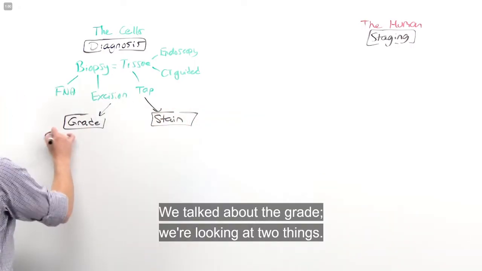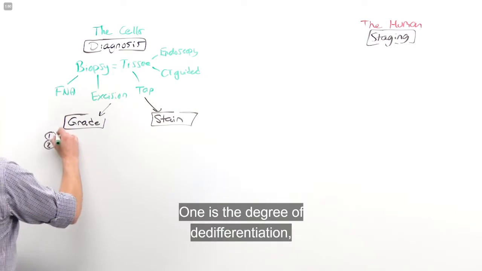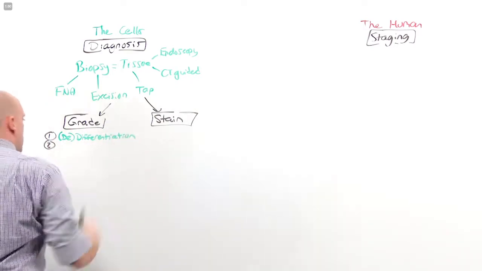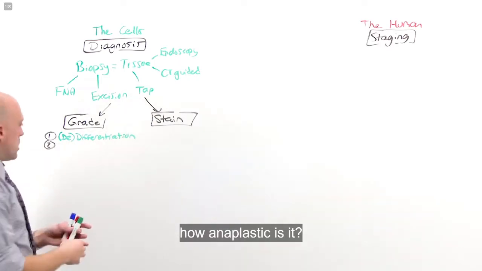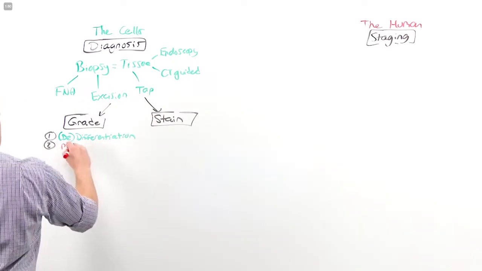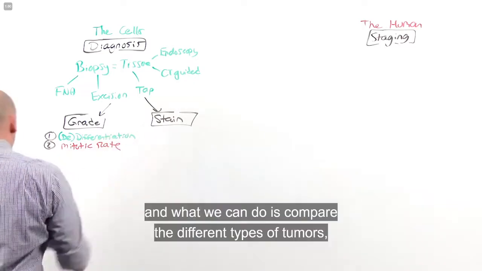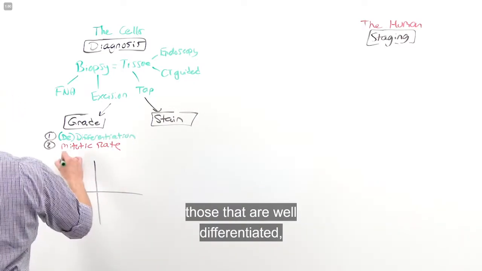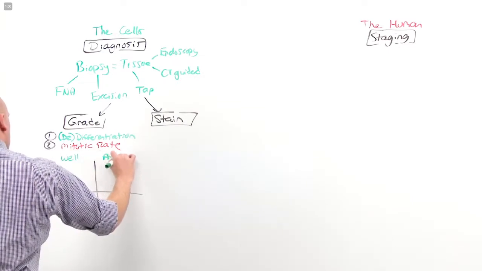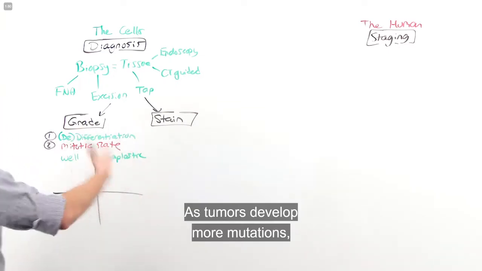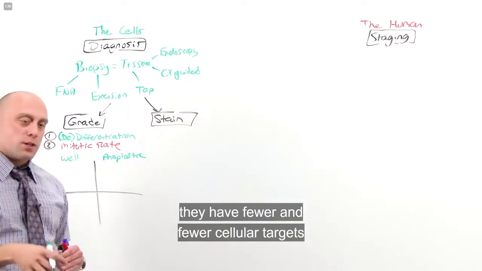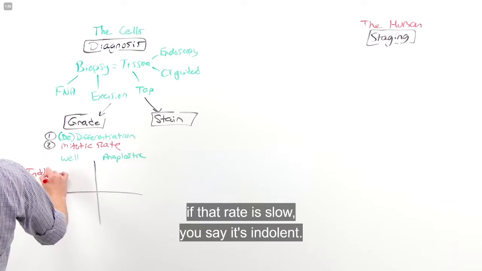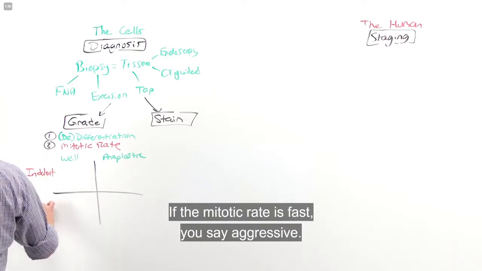When we talk about grade, we're looking at two things. One is the degree of dedifferentiation. How anaplastic is it? The other is the mitotic rate. And what we can do is compare the different types of tumors, those that are well differentiated or those that are not. As tumors develop more mutations, they get more and more primordial. They have fewer and fewer cellular targets for us to treat. And then you compare that to the mitotic rate. If that rate is slow, you say it's indolent. If the mitotic rate is fast, you say aggressive.